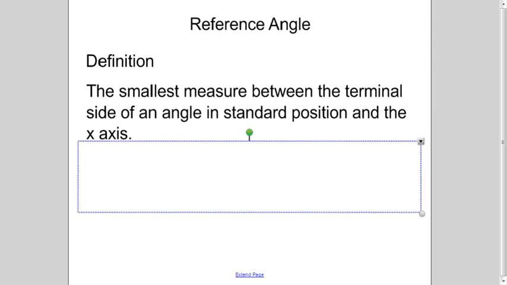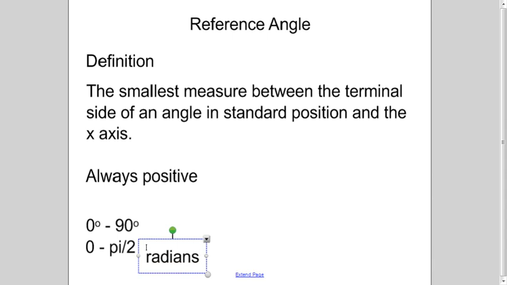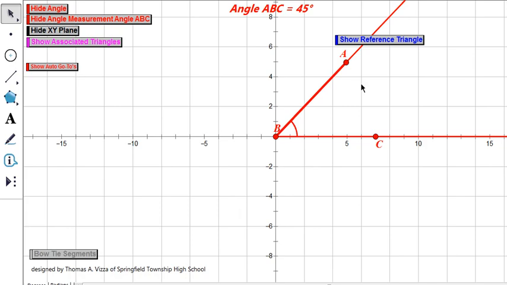Okay? So here, you need to know that the reference angle is always positive. Even if the angle you're given is a negative angle measure in standard position, the reference will be positive. And you also need to know that the reference angle is always between 0 degrees and 90 degrees, which is also between 0 and pi halves radians, if you're dealing with radians. So, that being said, let's take a look at this sketchpad demo that I concocted here to give you a better sense of what we mean by reference angle.